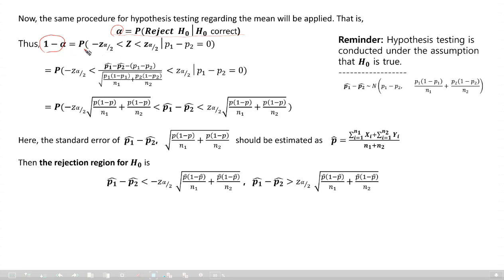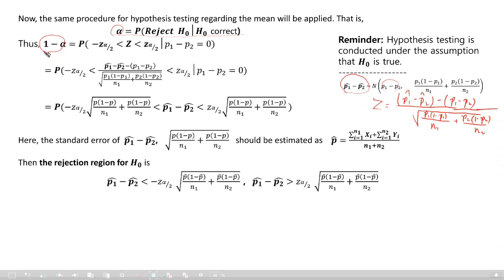How do we get the formula? Standardized G. Standardized means this one. We have the test statistic here with its mean and its variance. So G is going to be P1 hat minus P2 hat, minus its mean P1 minus P2, divided by what? Its standard error. The standard error is the square root of the variance: P1 times 1 minus P1 over N1 plus P2 times 1 minus P2 over N2, right? This is G in this case.